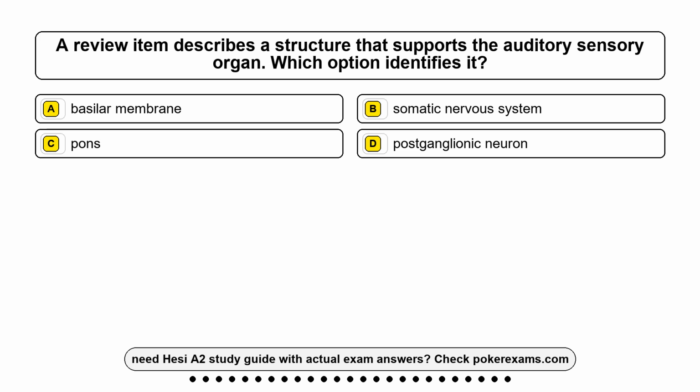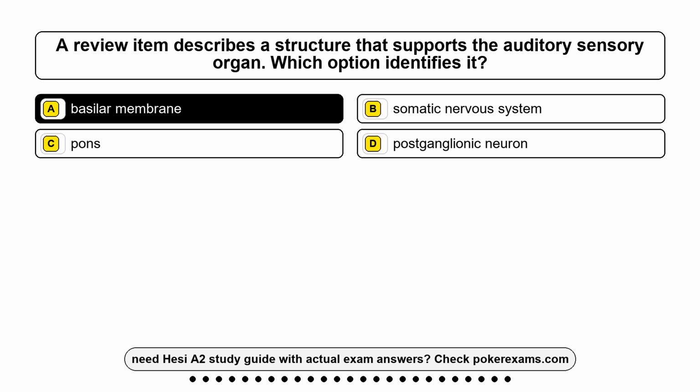Question 9. A review item describes a structure that supports the auditory sensory organ. Which option identifies it? Option A, basilar membrane. Option B, somatic nervous system. Option C, pons. Option D, a postganglionic neuron. The correct answer is option A, basilar membrane.